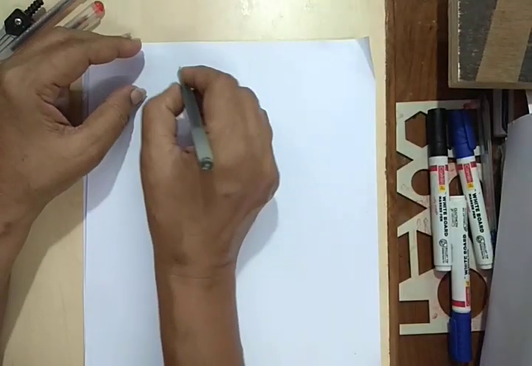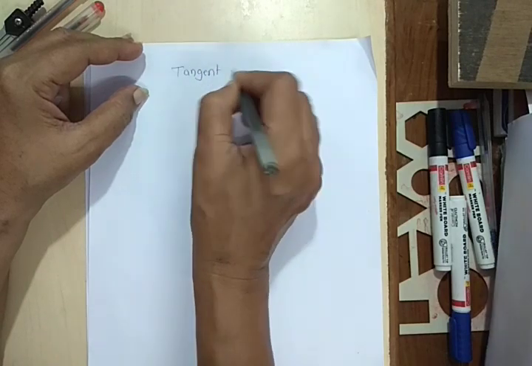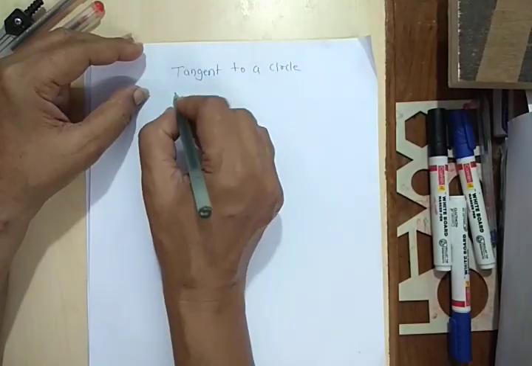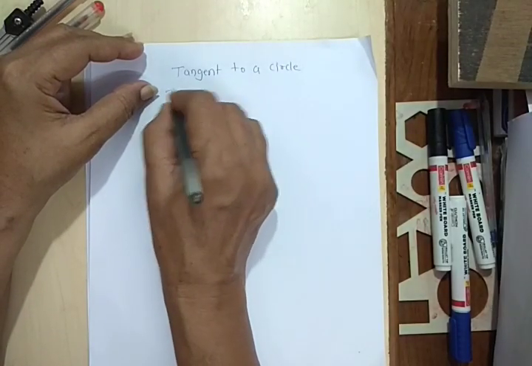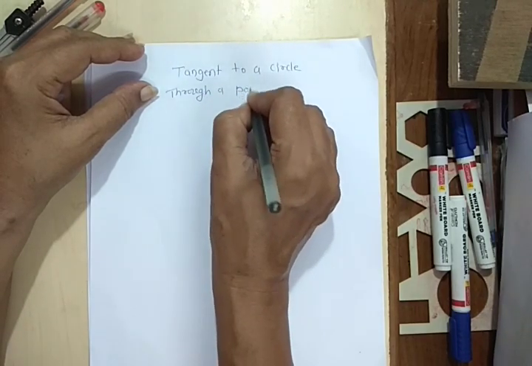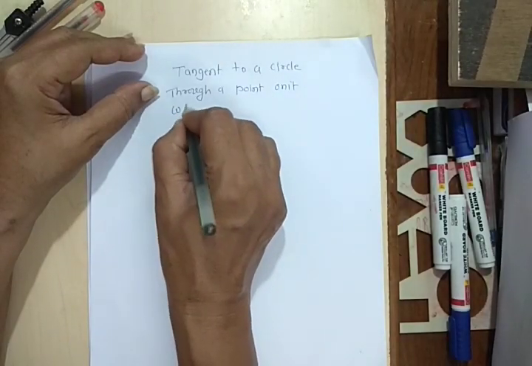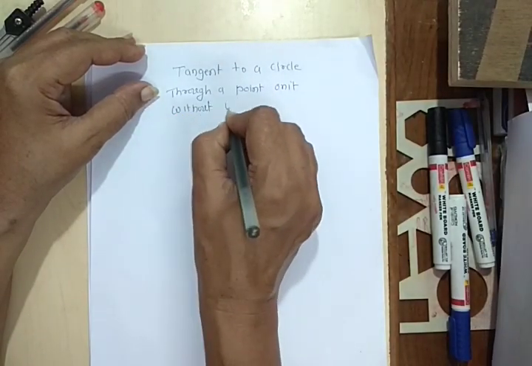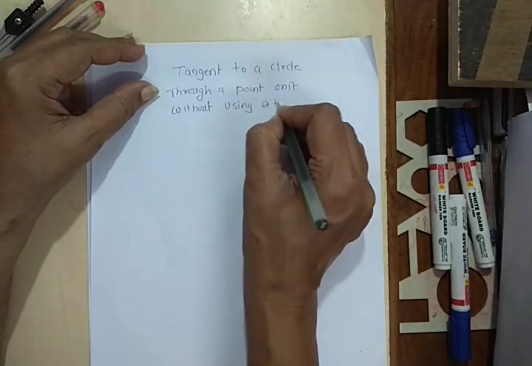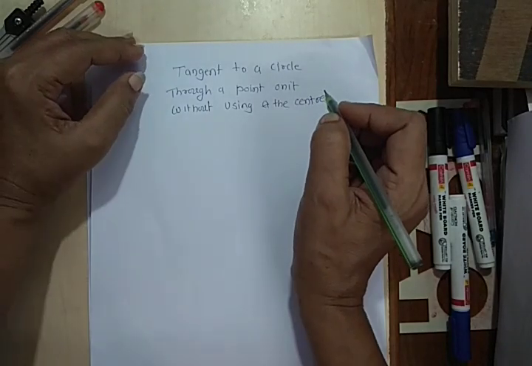Today we are going to learn to draw a tangent to a circle through a point on it without using the center of the circle.